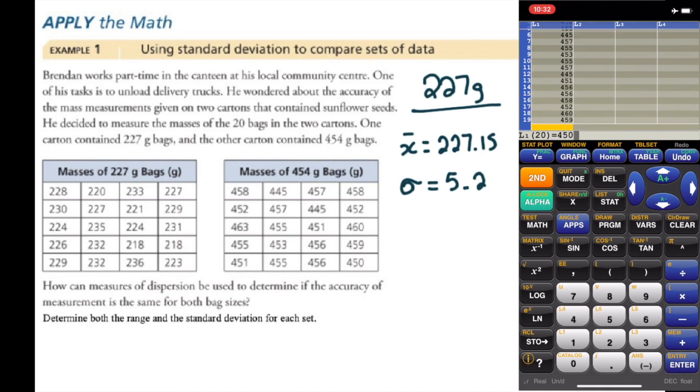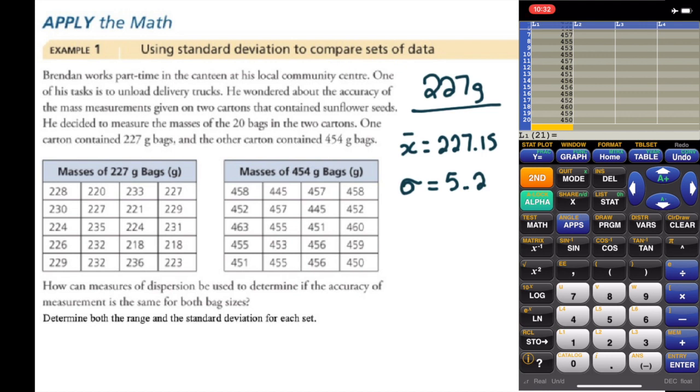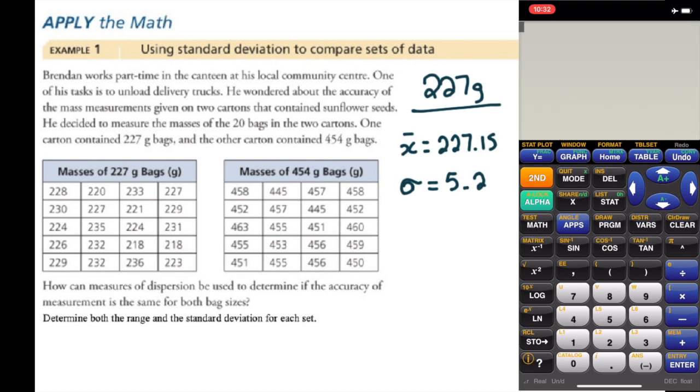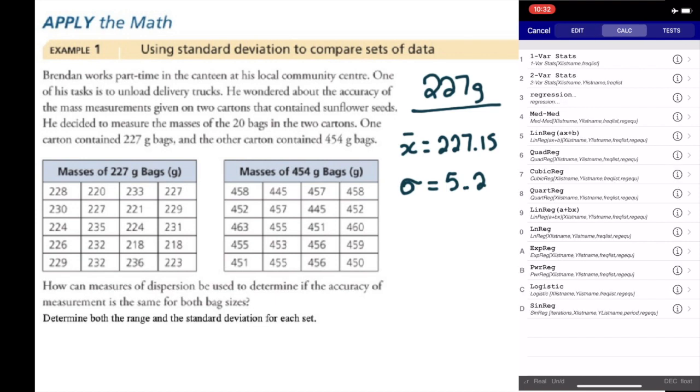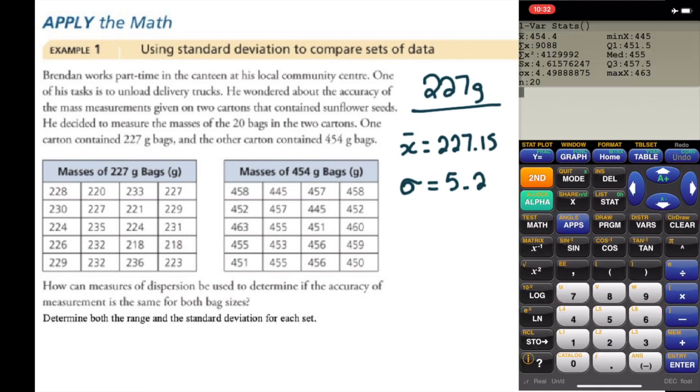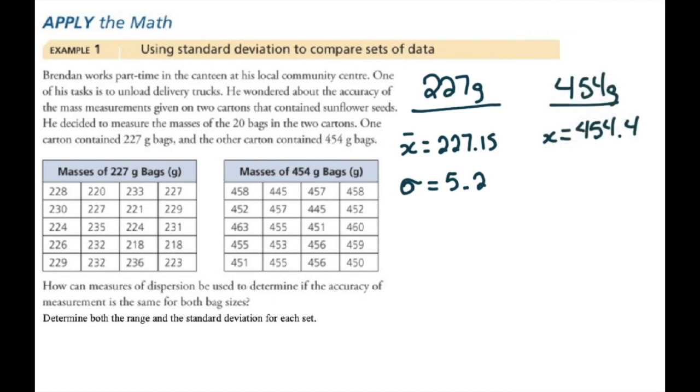It would also be reasonable to assume that the standard deviation would be similar, because if they're using the same machinery that is off by the same amount, it could be. One way to find out, now we have the data entered, we'll quit out, go to the calculate side, option 1. And for the 454 gram bags, mean is 454.4, so again, slightly above what it's stated, but not a whole lot. Standard deviation, though, is actually less, 4.5. So these 454 gram bags are actually more consistent in their mass than the 227s.